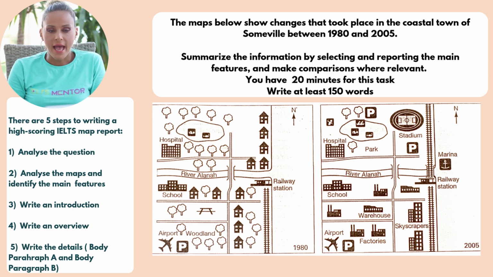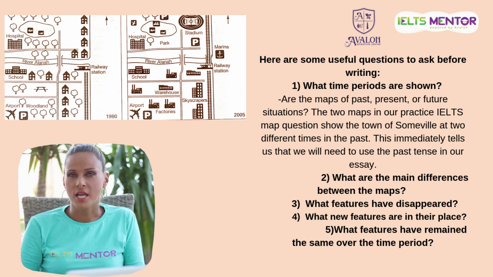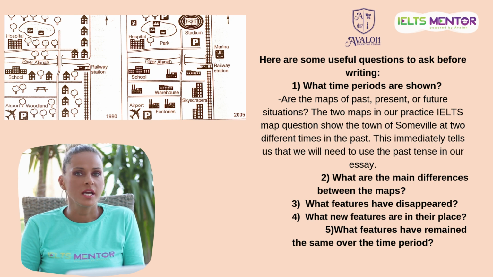So let's take a look at the map on your screens. The maps below show changes that took place in the coastal town of Somerville between 1980 and 2005. Summarize the information by selecting and reporting the main features and make comparisons where relevant. You have 20 minutes for this task. Write at least 150 words. Our first step is to analyze the question, and the question is very straightforward and very clear. We need to summarize the information by selecting and reporting the main features and make comparisons where relevant.